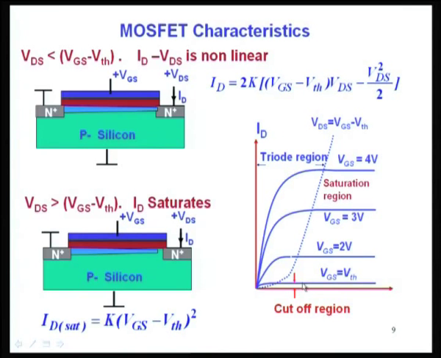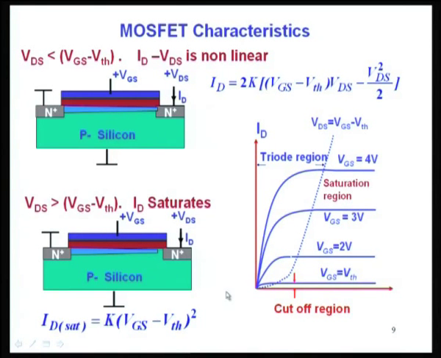VGS equal to threshold voltage, small current, VGS equal to 2 volts, it saturates. When the drain voltage is equal to VGS minus V threshold, it begins to saturate. For example, if V threshold is 1 volt and VGS is 2 volts, when VDS is equal to 1 volt, it will actually saturate.